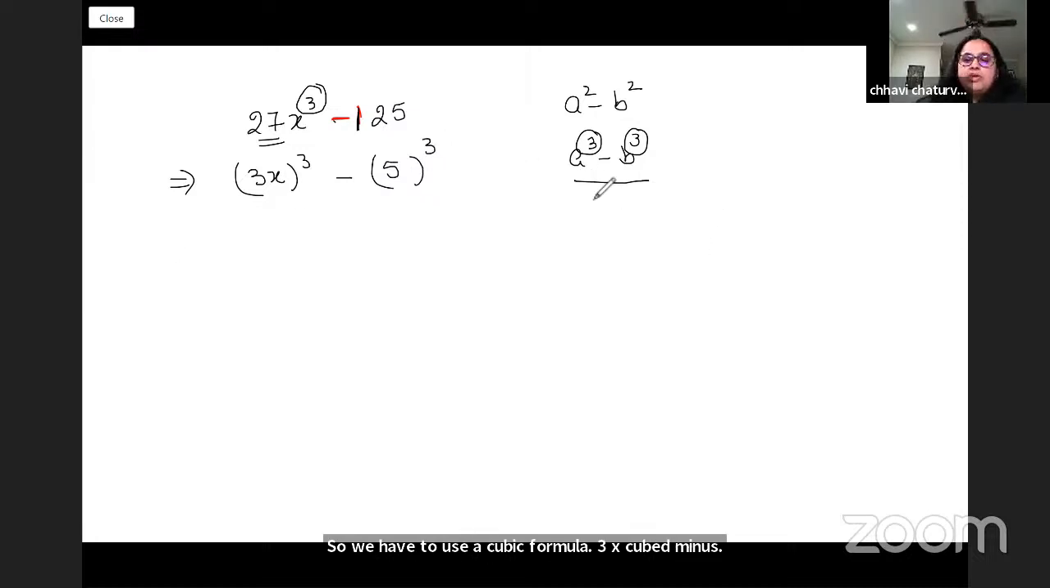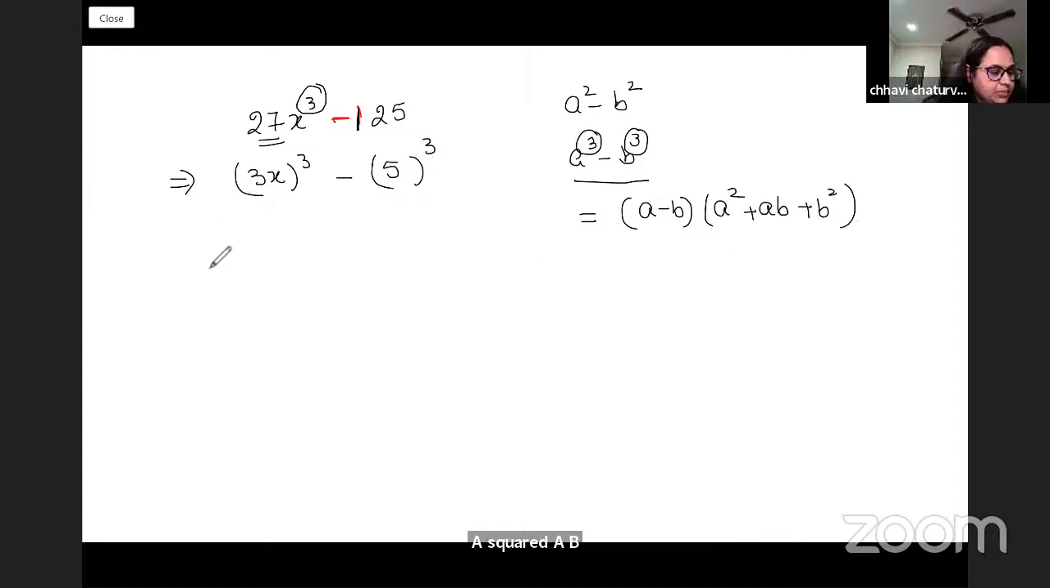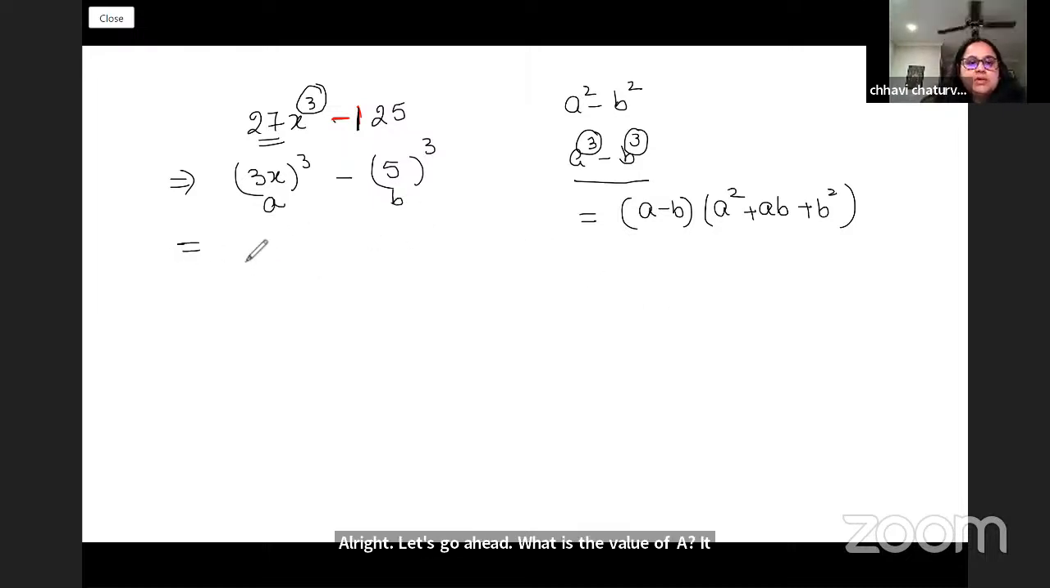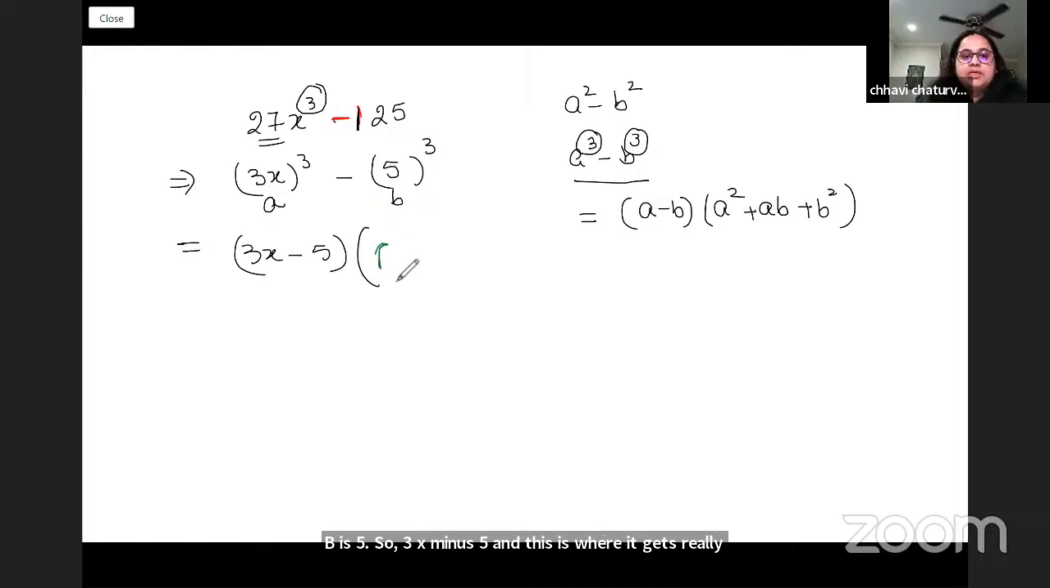What is the formula for a cubed minus b cubed? A minus b, times a squared plus ab plus b squared. All right, let's go ahead. What is the value of a? A is 3x. B is 5. So 3x minus 5. And this is where it gets really funny. Guys, don't forget the parentheses.